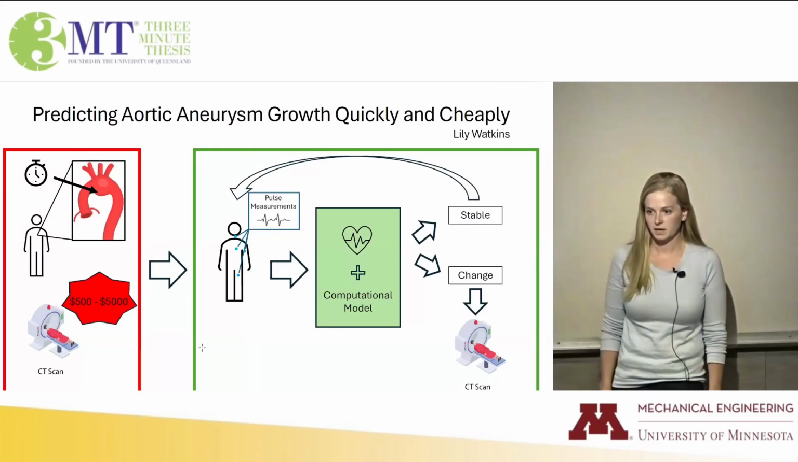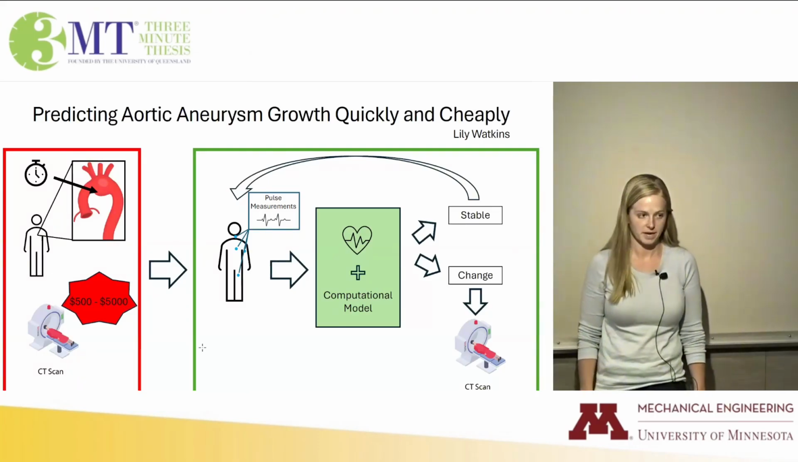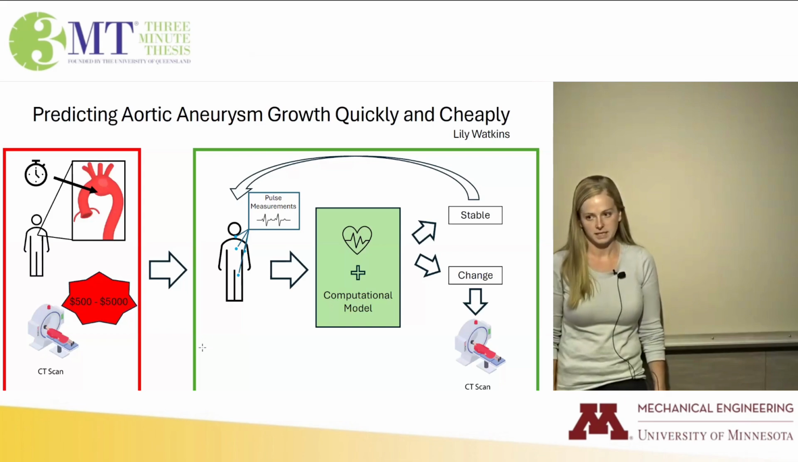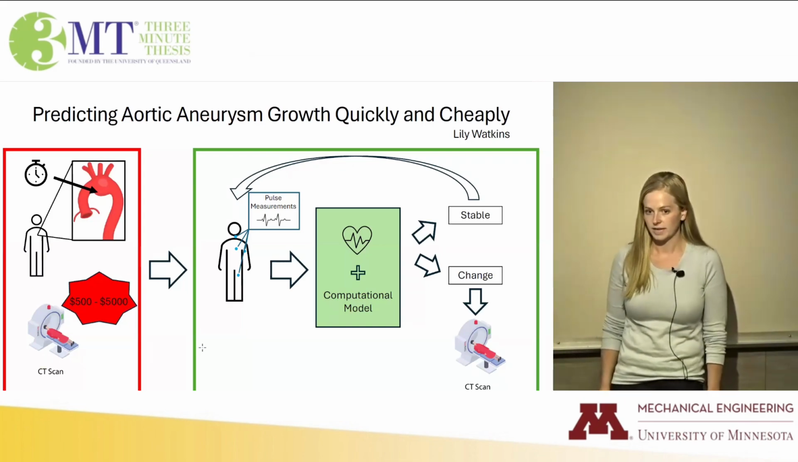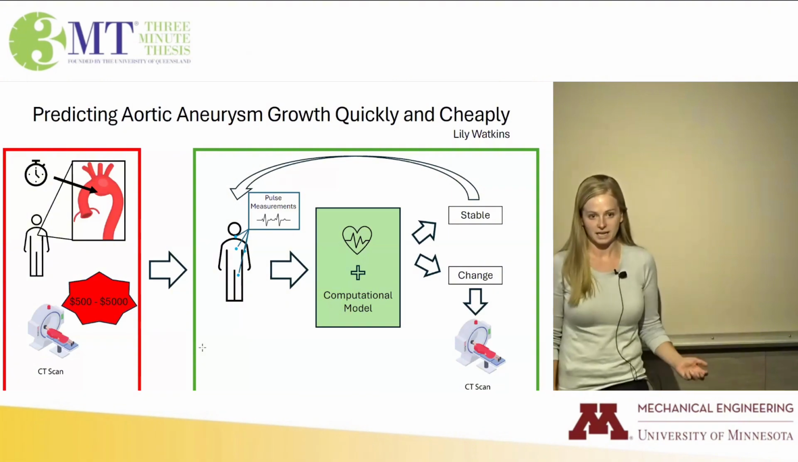So let's say that you have an aortic aneurysm and that it ruptures. Unfortunately, you only have about a 10 to 20% chance of surviving this medical event. But what is an aortic aneurysm?